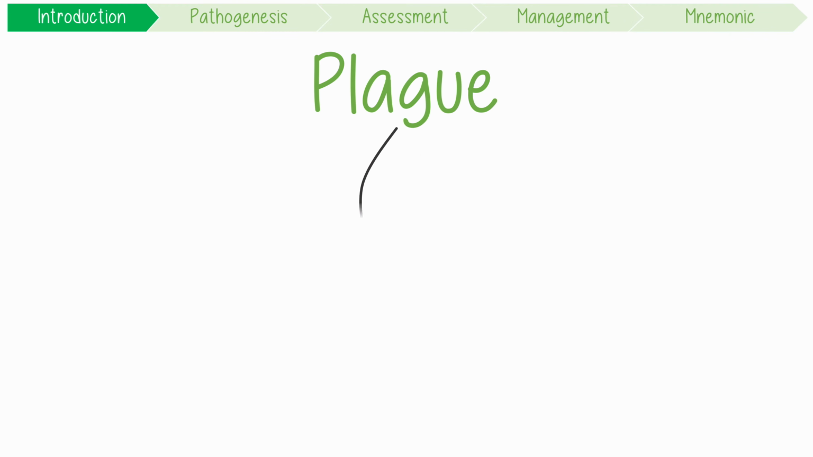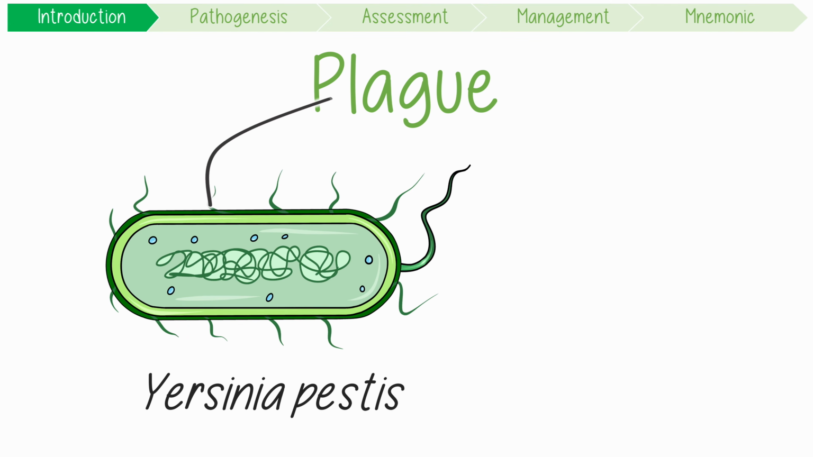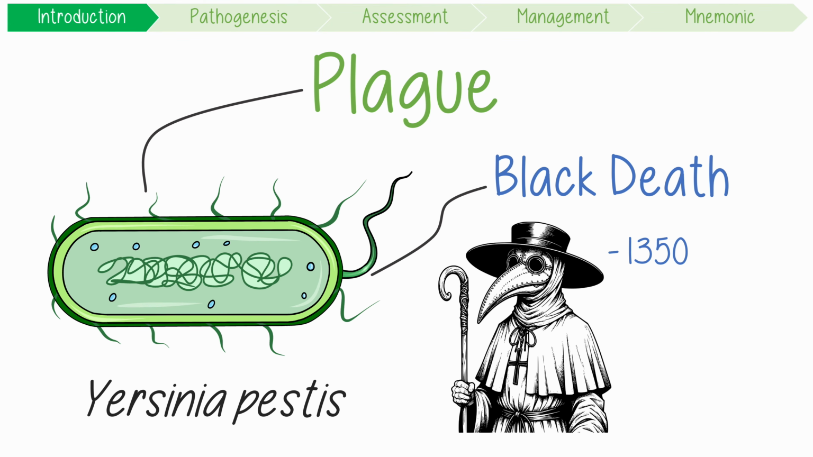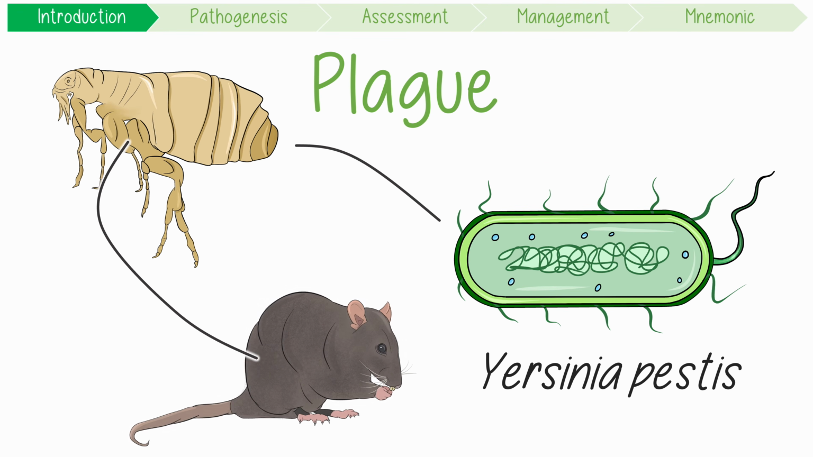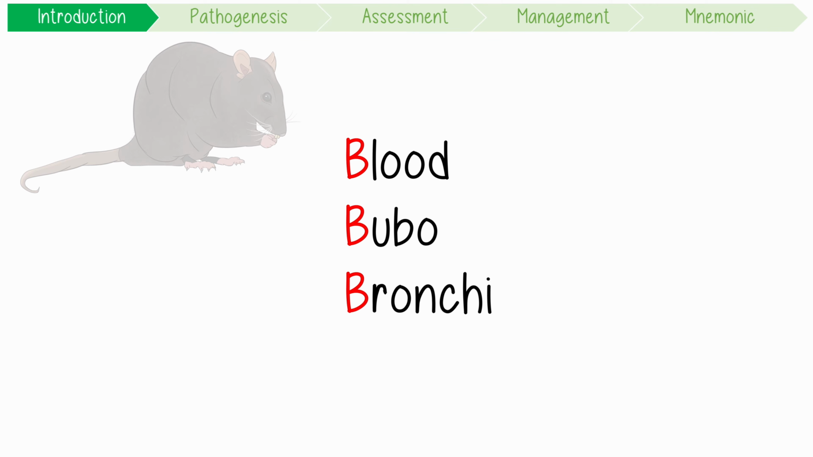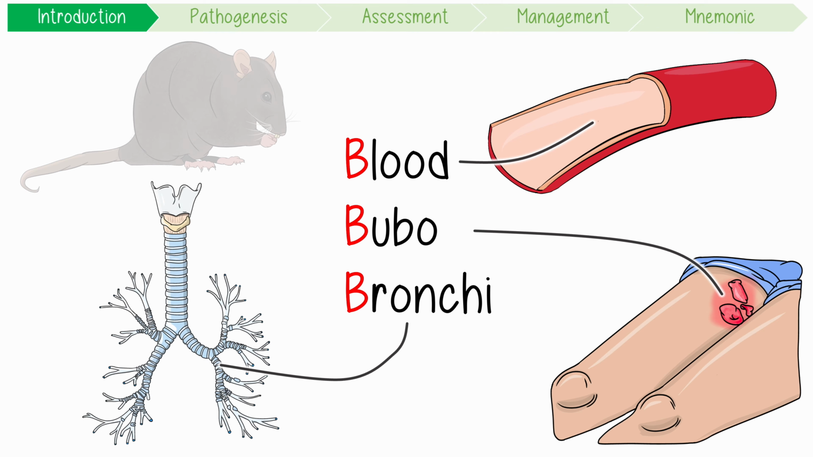So plague is a bacterial infection caused by Yersinia pestis and was responsible for the Black Death in 1350, which killed 50% of people in Europe. It's transmitted to humans by fleas that infect rodents, and I like to think that it infects one of the three big Bs: blood, buboes, or bronchi. This is because it has three flavors of presentation: bubonic plague, septicaemic plague, or pneumonic plague.